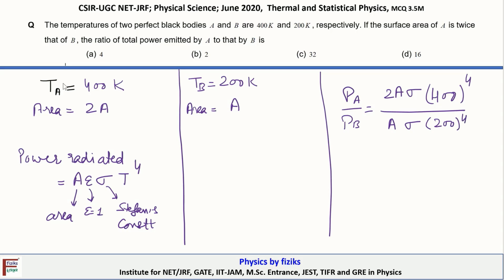After cancelling the common terms, sigma with sigma and A with A, ultimately we are left with a factor of 2 multiplied by 2 power 4, and this turns out to be equal to 32. So the option C is the correct one here.